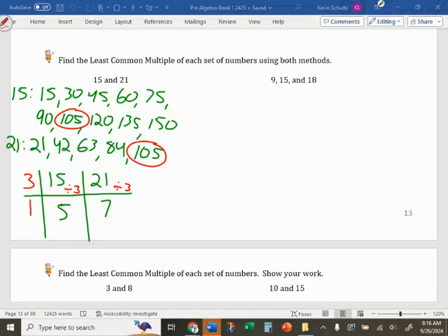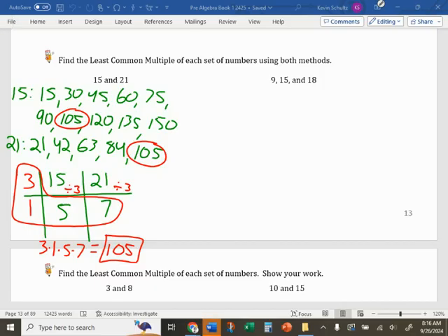And since we're doing least common multiple, we are going to take the L. All those numbers get multiplied together. And what should 3 times 1 times 5 times 7 give us? 105. Does it? Yes. So we know that we are good. Questions on either method here?